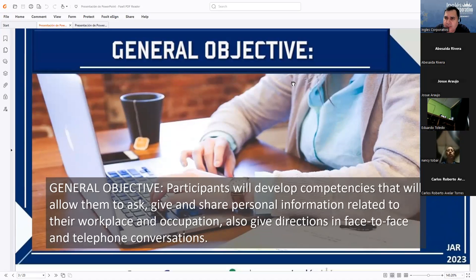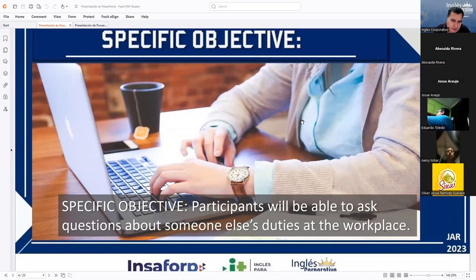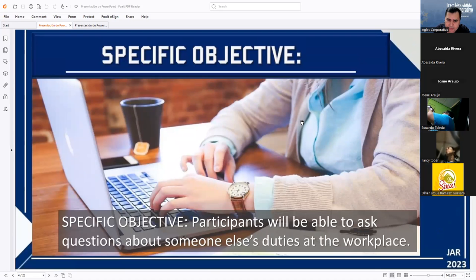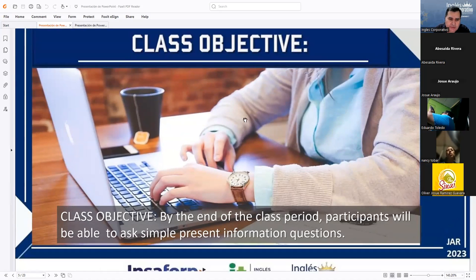This is the general objective. This is the specific objective. And this is the class objective. By the end of the class period, participants will be able to ask simple present information questions.